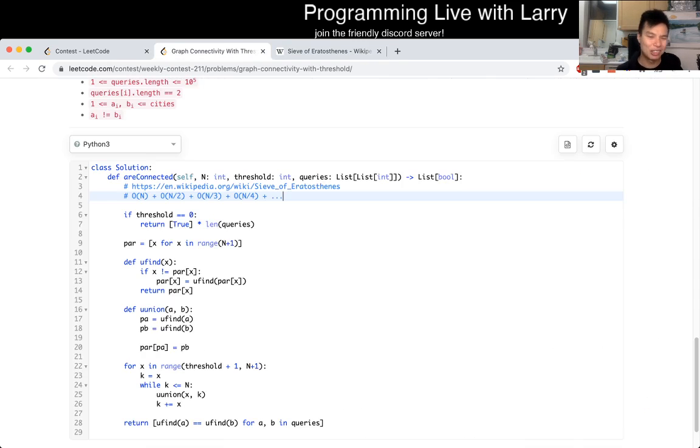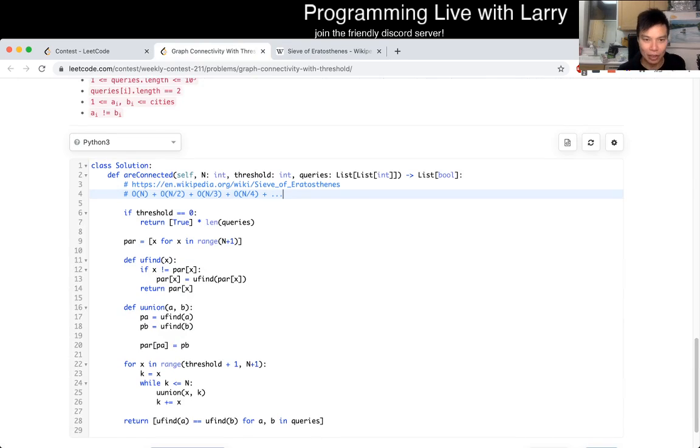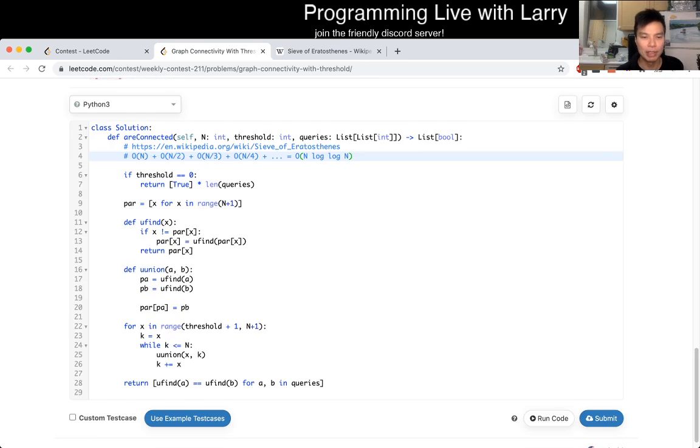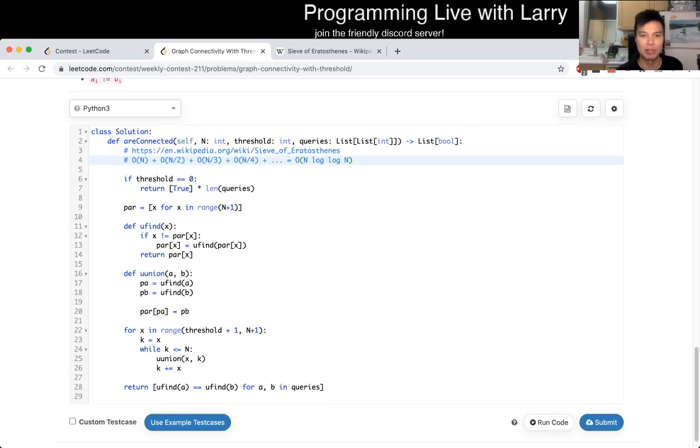But usually I write an optimized version, which doesn't really make sense in this problem. Once you convince yourself that this is n log n, then this becomes straightforward to do, because now what you want to do is just start from the threshold, right?